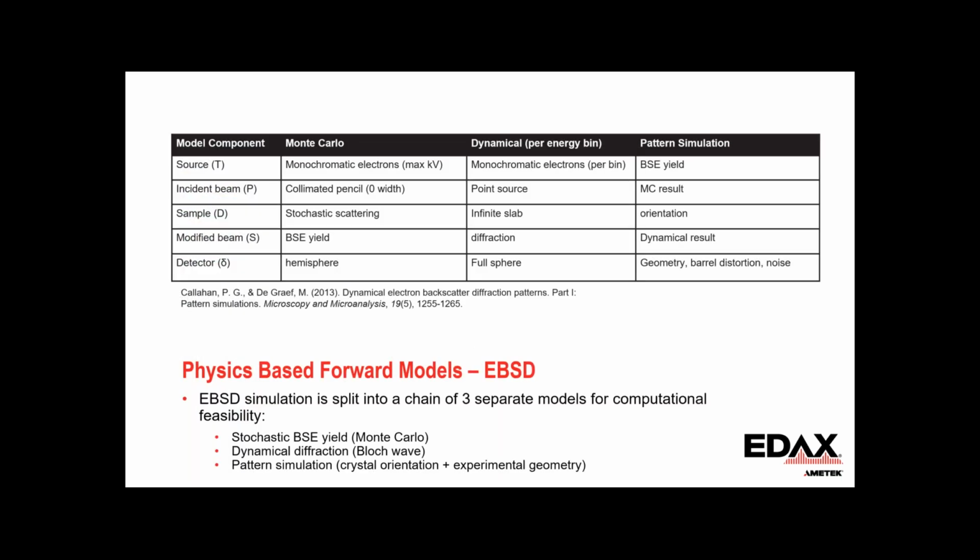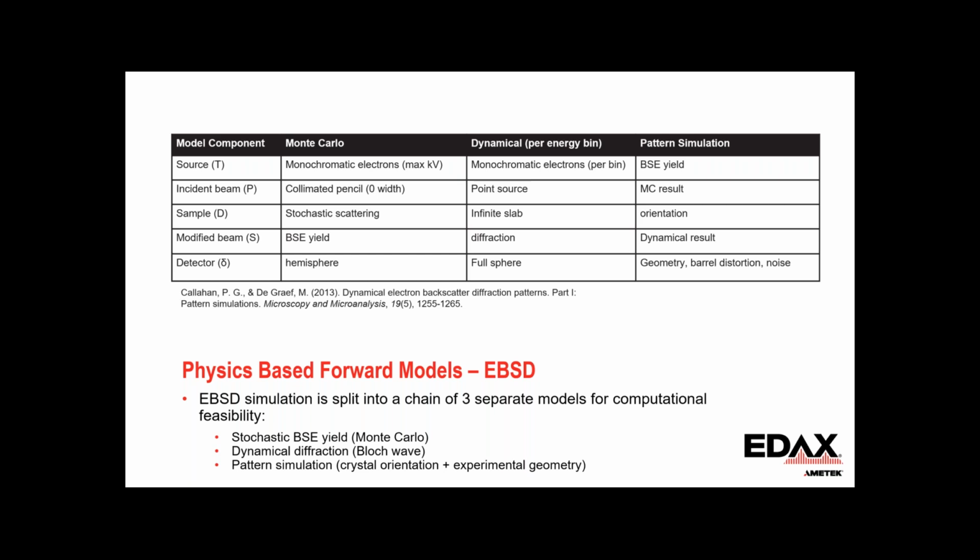And so we are using the approach of Mark de Graaf, and basically he splits the forward modeling from a sample to an EBSD pattern into 3 parts to make it computationally tractable. First, simulation of the backscatter yield. That's this first Monte Carlo column. Then a dynamical diffraction simulation, which is the most expensive part. And then finally, simulating an individual pattern.